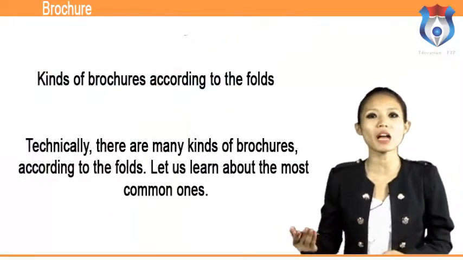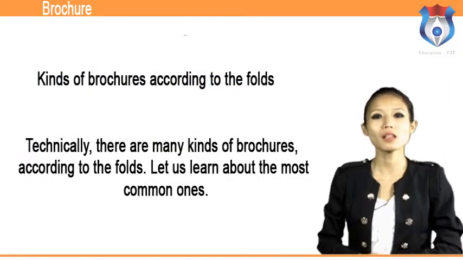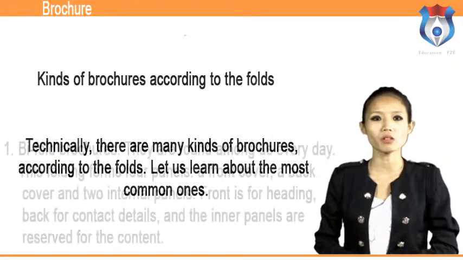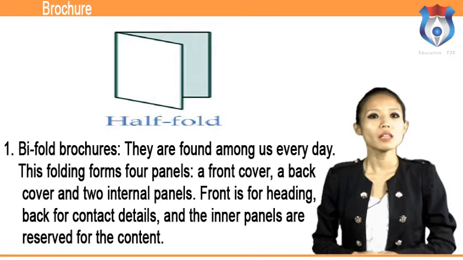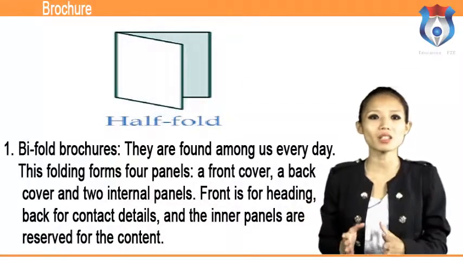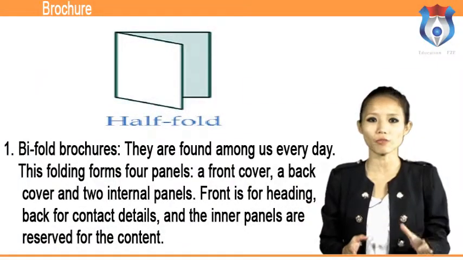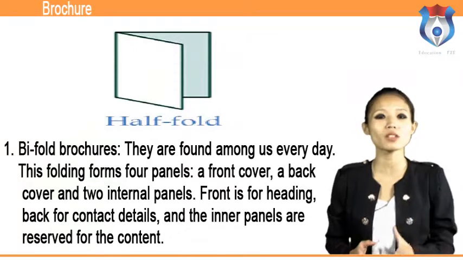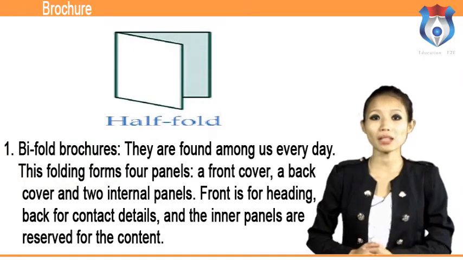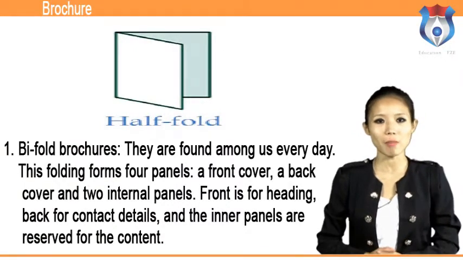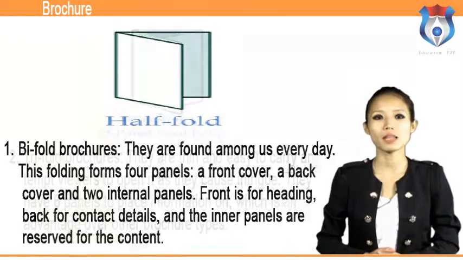Technically, there are many kinds of brochures according to the folds. Let us learn about the most common ones. Bifold brochures. They are found among us every day. This folding forms 4 panels, a front cover, a back cover, and 2 internal panels. Front is for heading, back for contact details, and the inner panels are reserved for the content.